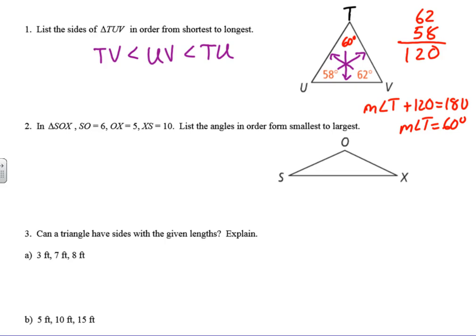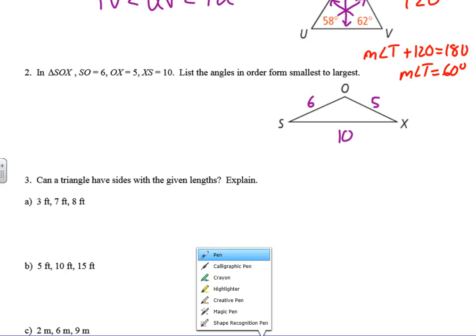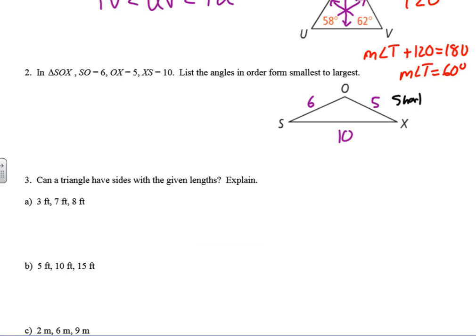And for number 2, we can kind of flip that around. So in this diagram, SO is 6, OX is 5, and XS is 10. List the angles in order from smallest to largest. So the shortest side that we have over here is opposite angle S. So you have angle S, then the middle side, 6, is opposite angle X, and then the last side would be angle O. And then again, I check smallest to largest, making sure I have those in the right order.